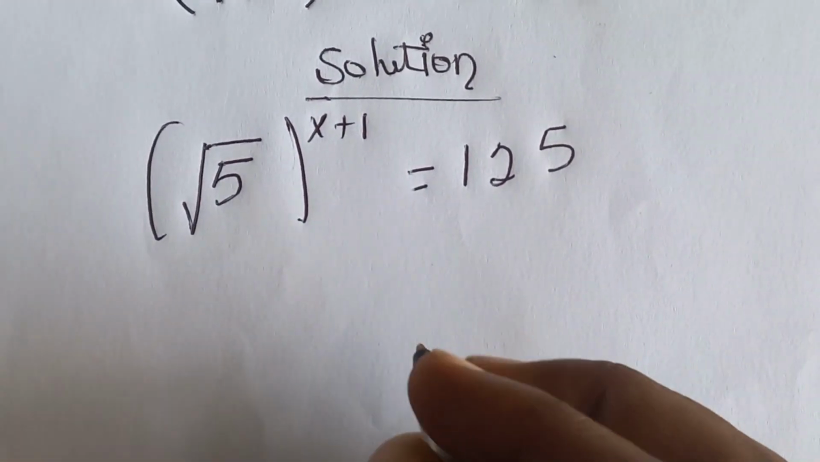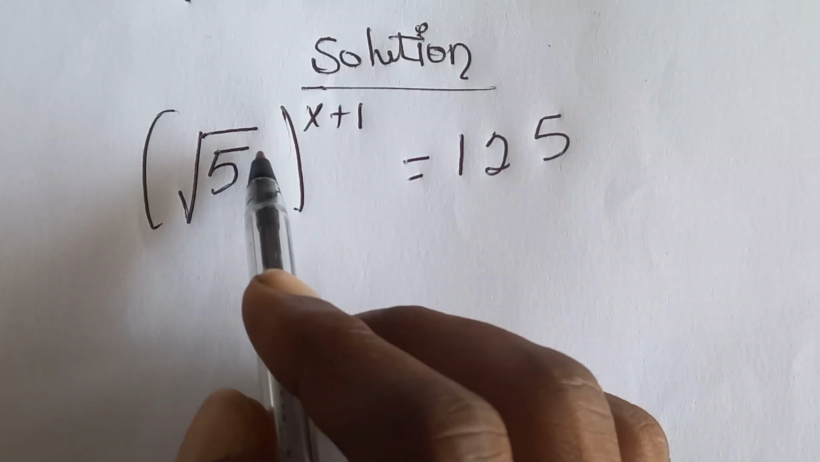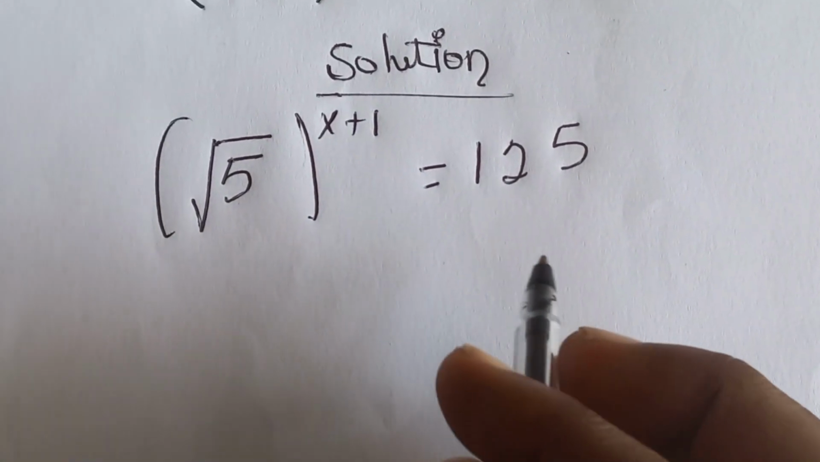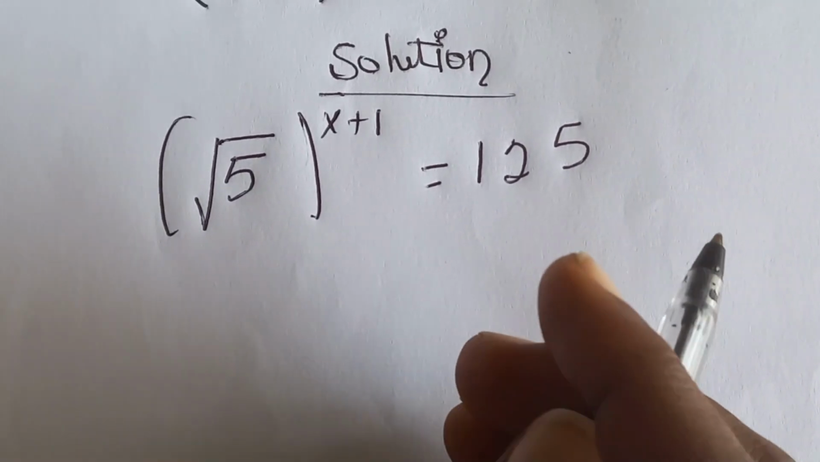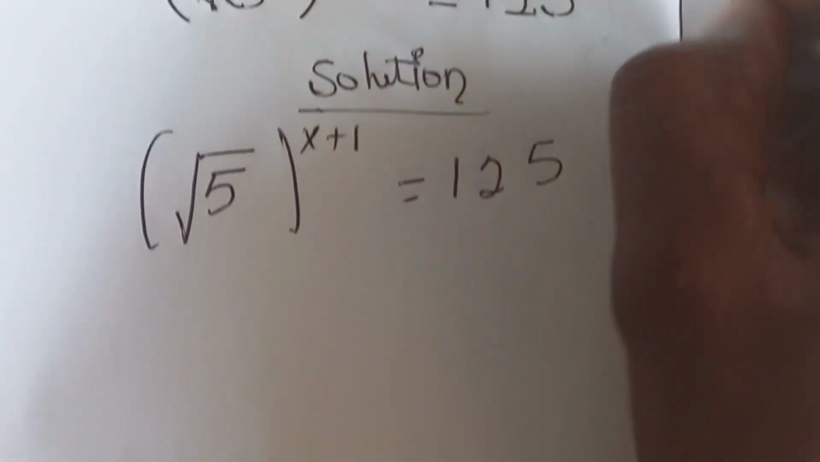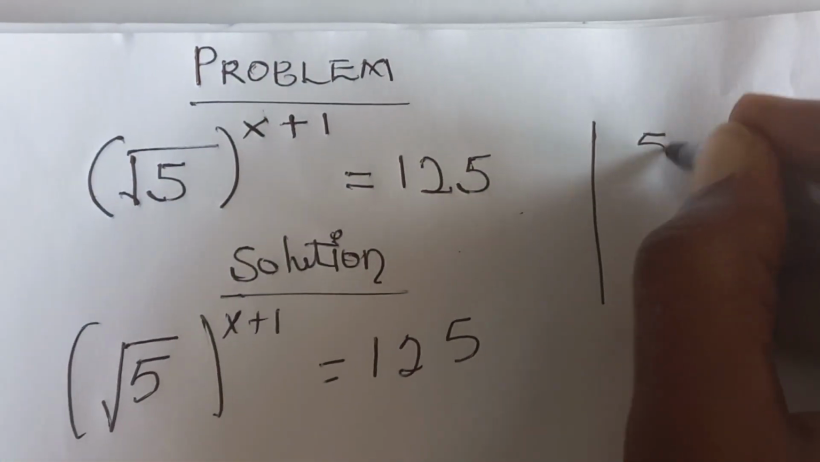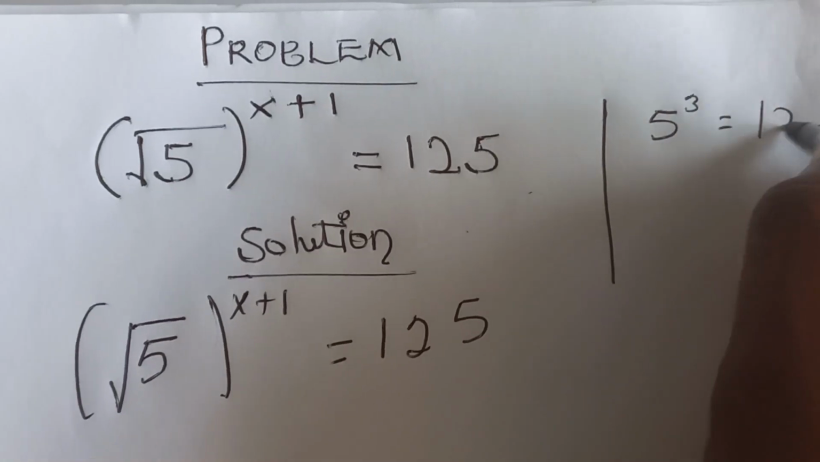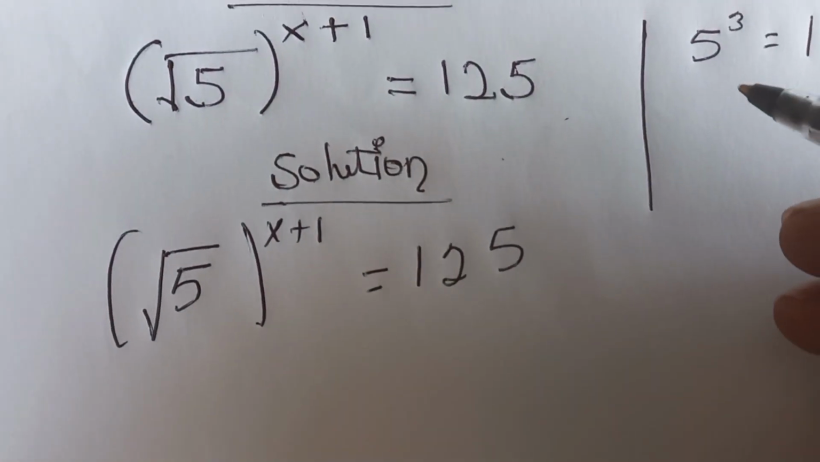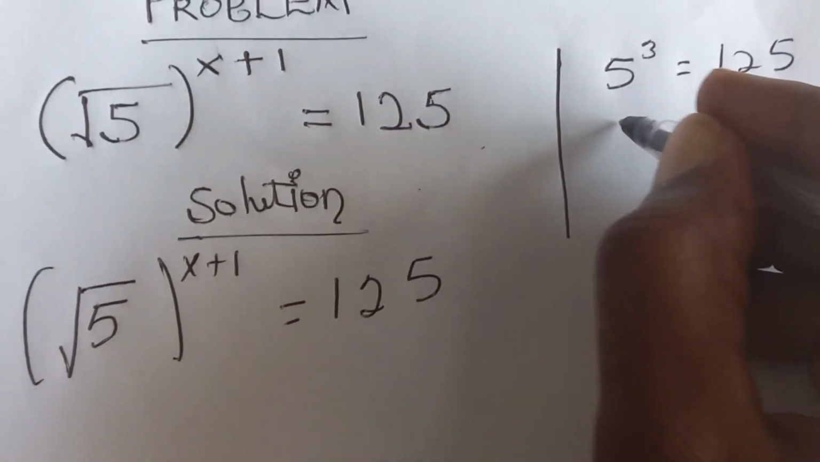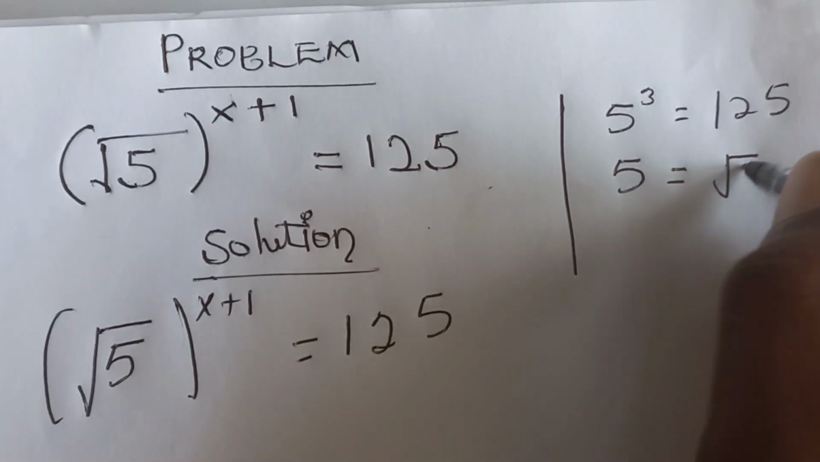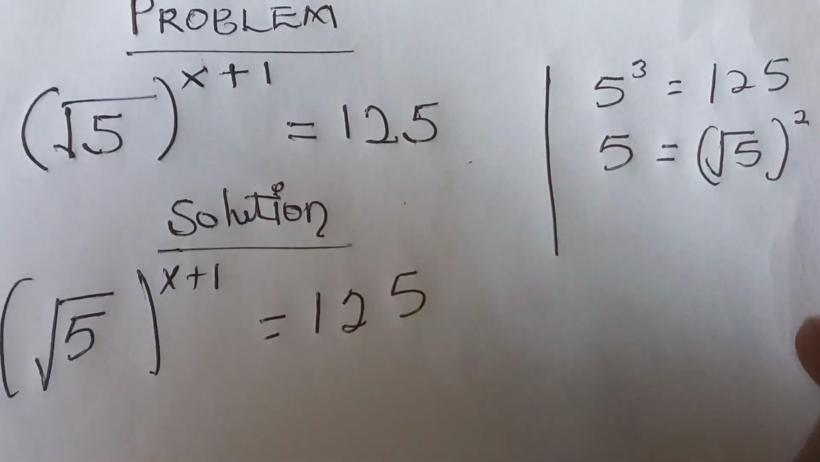So with this, we have root 5 into bracket exponent x plus 1 is equal to 125. Now, 125 we can express as 5 exponent 3 is equal to 125. And also, root 5 is the same as root 5 into bracket squared.